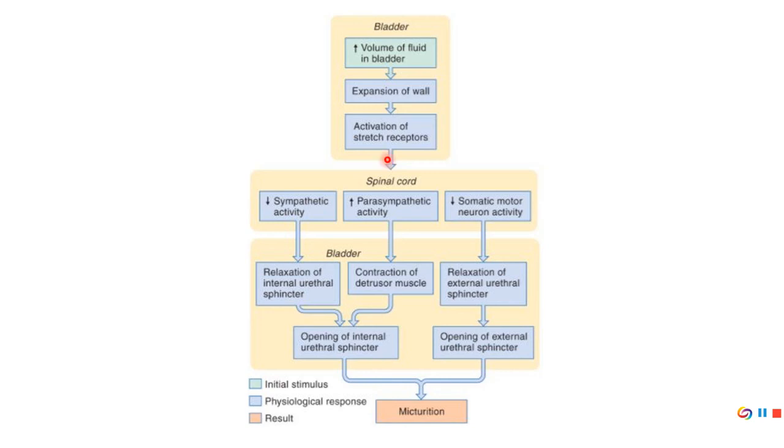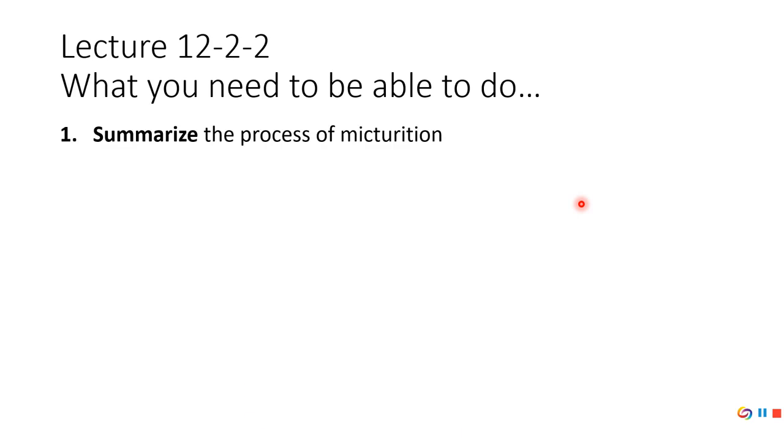It's just a flow chart. Increased urine volume inside your bladder activates those stretch receptors, which ultimately increase parasympathetic activity, and decrease somatic neuron activity because we're relaxing a muscle. So we're going to relax that external sphincter. This is the side that you've got control over. You have no control over this side, the left side. So we increase parasympathetic and decrease sympathetic activity. That allows the internal sphincter to relax and the detrusor muscle contracts. And then you pee. So, can you summarize the process of micturition?